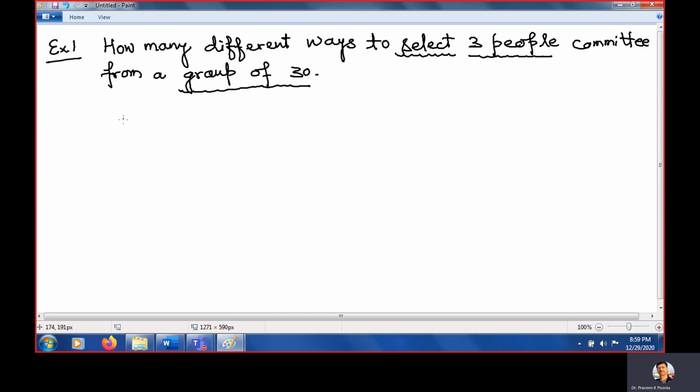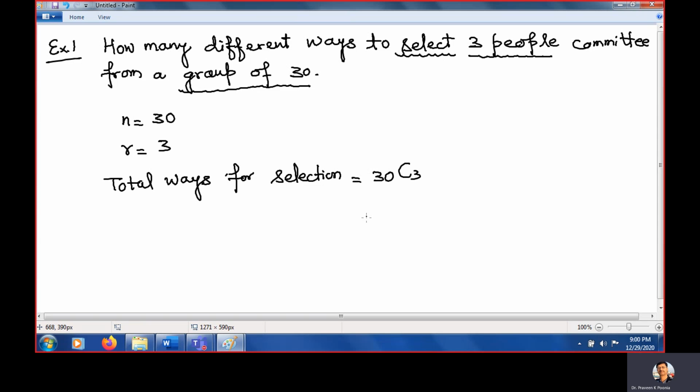Clear? What is the total number? 30. What is the value of R? It is 3. So 30 is the total people, and R is the number of people to form the committee. So the total ways for selection is 30C3. Clear? 30C3 means factorial 30 upon factorial 3 and factorial 30 minus 3.